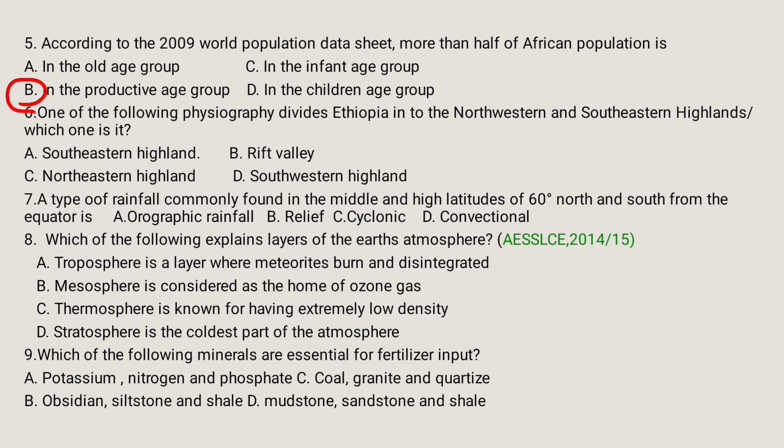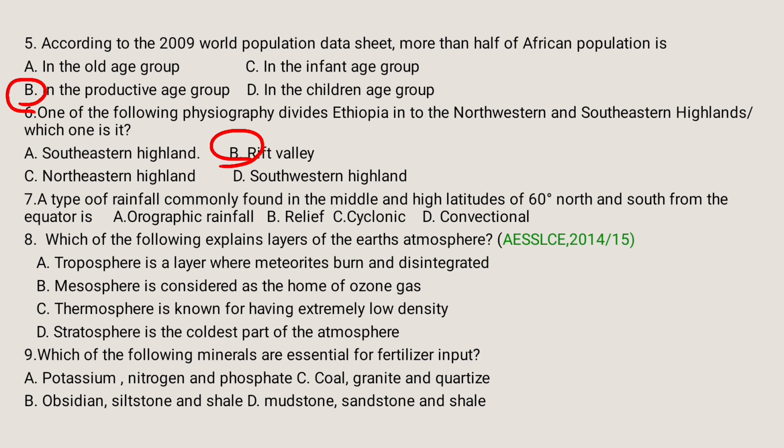Another, which one of the following physiographic features divides Ethiopia into the northwestern and southeastern highlands? Which of these can divide Ethiopian highlands into two? A. Southeastern Highland, B. Northeastern Highland, C. Rift Valley, D. Southwestern Highland. The Rift Valley is the physiographic feature that divides Ethiopian highland into northwestern and southeastern highlands. So the answer is C.